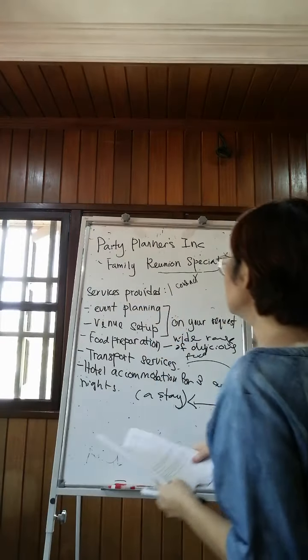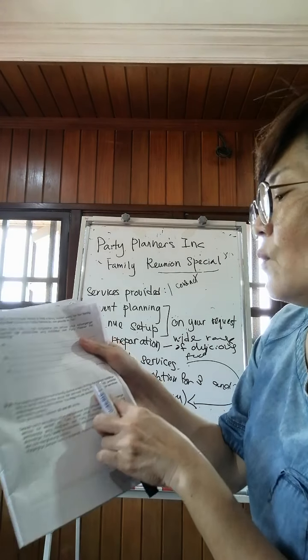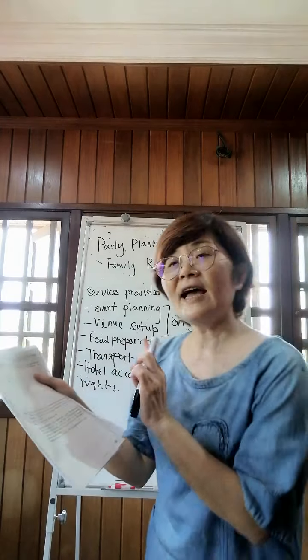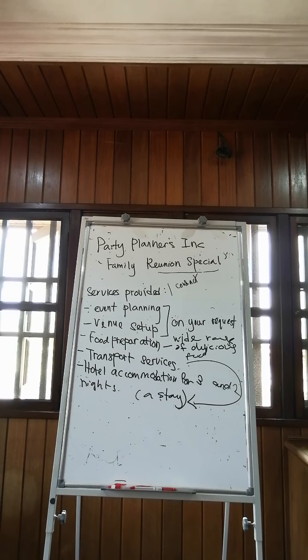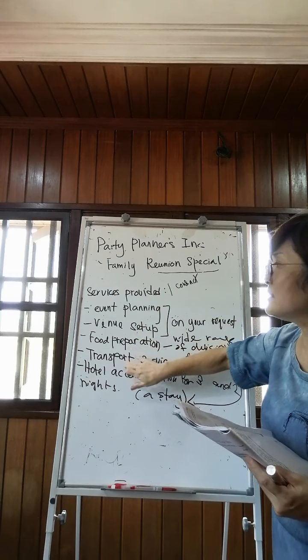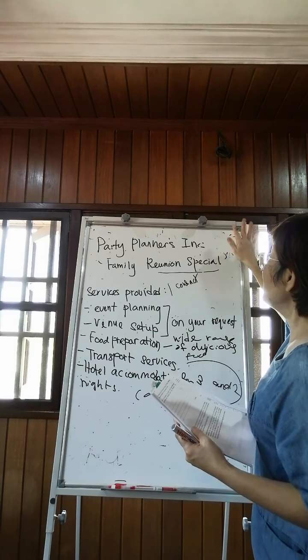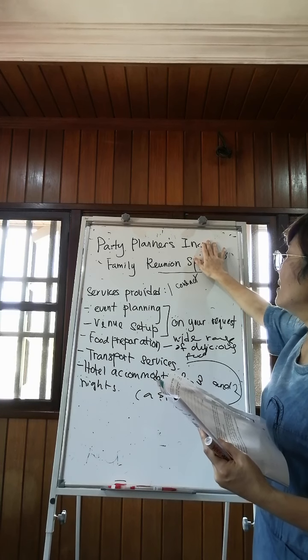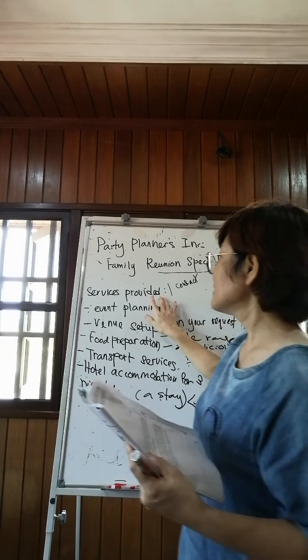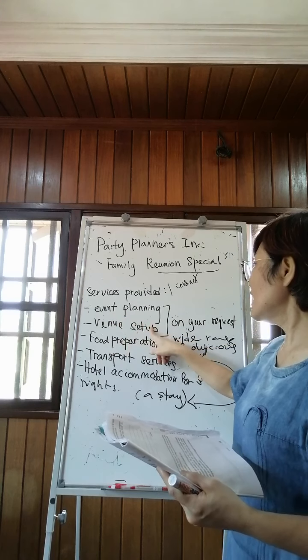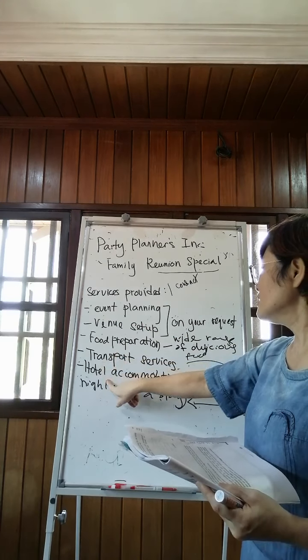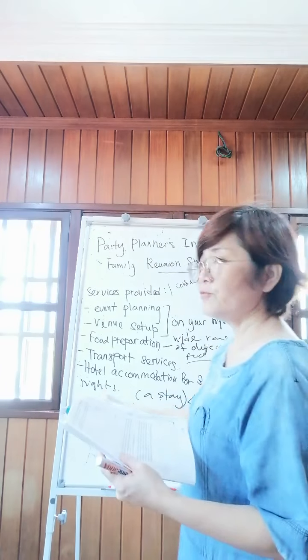And then after that, of course, because they want you to provide the details such as the service and contact number, you have to give the service first. So you can say the Party Planners INC, I just mention INC because it is easier. Then you need service. The Party Planners INC provides services such as event planning, venue setup, food preparation, transport service, hotel accommodation for 3 days and two nights.